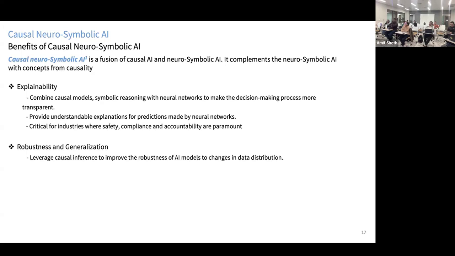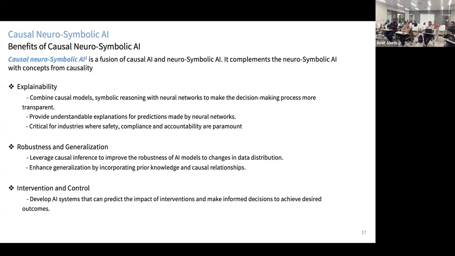They are robust and generalizable. So you can leverage causal inference to improve the robustness of AI models. If you change any data distribution, these models would still run and would still be able to give the result they're supposed to. They can enhance generalization by incorporating prior knowledge. So prior knowledge is embedded into knowledge graphs and causal relationships.